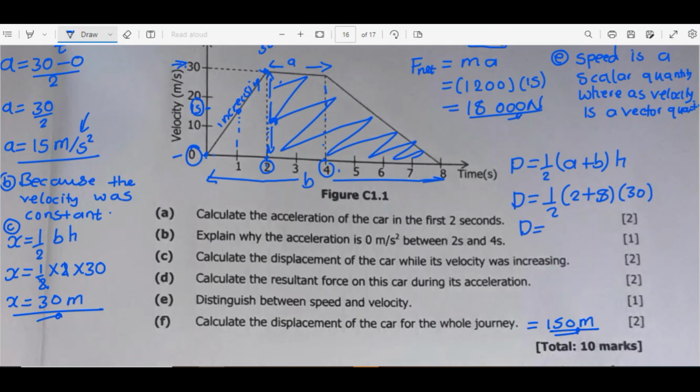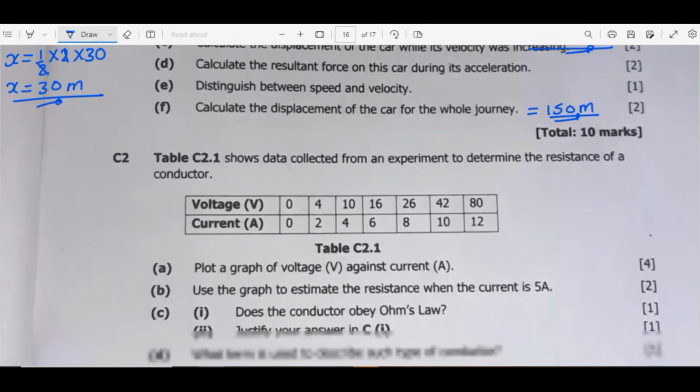Okay, 2 plus 8 is 10, half of 10 is 5 times 30. If we multiply 5 times 30, we get 150 meters. This is how we can find the total displacement given a question like this. So I'm sure I have given you some ideas about this question. Let's move on to the second question.